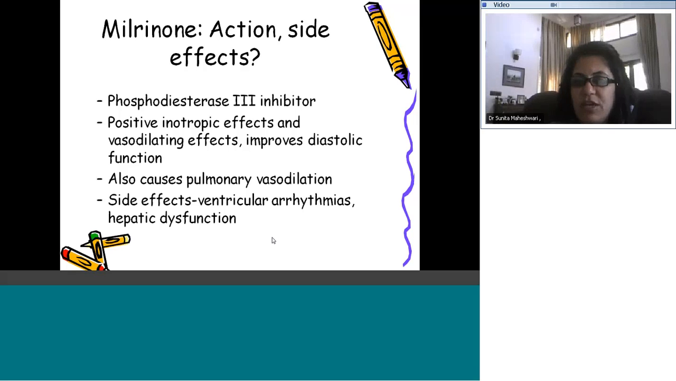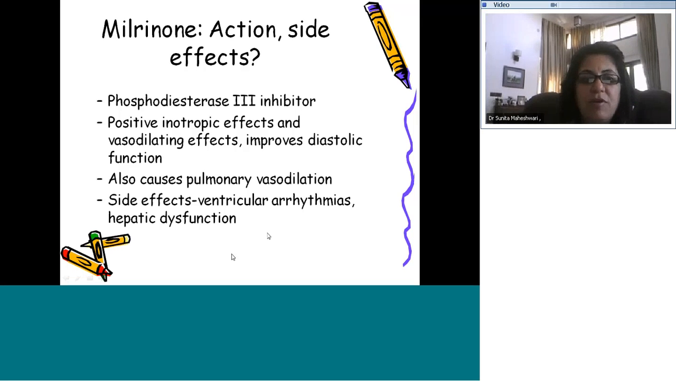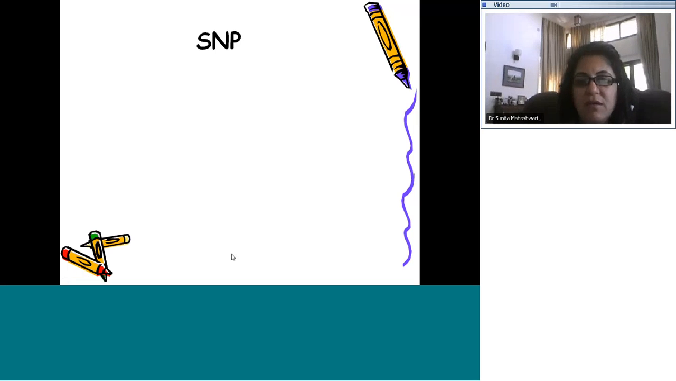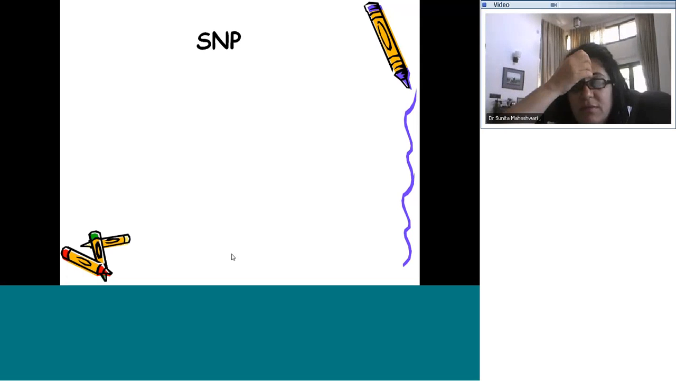Side effects: thrombocytopenia was more with Milrinone, but okay, with long-term usage. We don't use it typically for more than 72 hours. It can cause hypotension. Please remember, it can cause ventricular arrhythmias and hepatic dysfunction as well. And so, you need to know its side effects when you put a patient on it. And typically, you don't want to use it for more than about 72 hours. Okay? Now, what about nitroprusside, SNP? Mechanism of action, side effects.